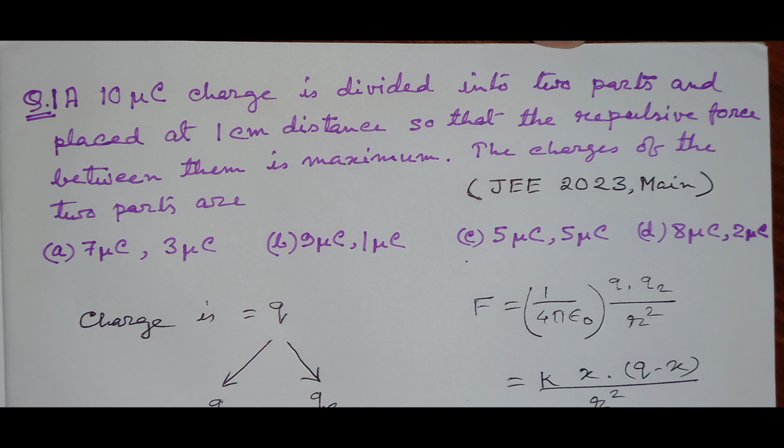Question number 1. A 10 microcoulomb charge is divided into two parts and placed at 1 centimeter distance so that the repulsive force between the two charges is maximum. The charges of the 2 points are there; there are four options.